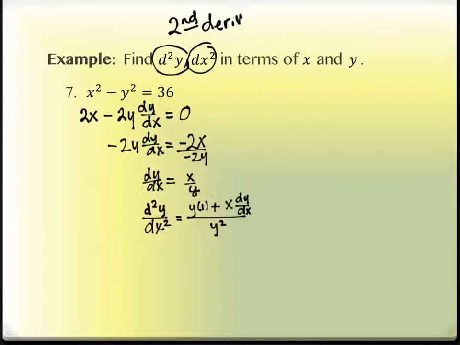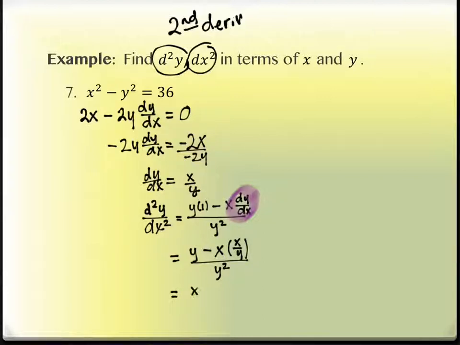But here's the thing. You know what dy dx is. Is it minus? It is minus, whoops, I didn't get that erased. Yes, thank you, Emma, it's minus. You know what dy dx is. It's x over y, isn't it? So we have to plug that in. So I have y minus x times x over y, all over y squared. Fraction inside of a fraction, which is sort of unfortunate, but we can do that.